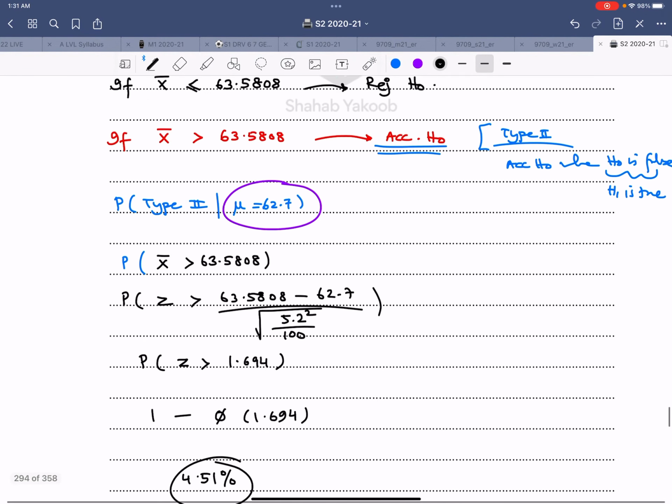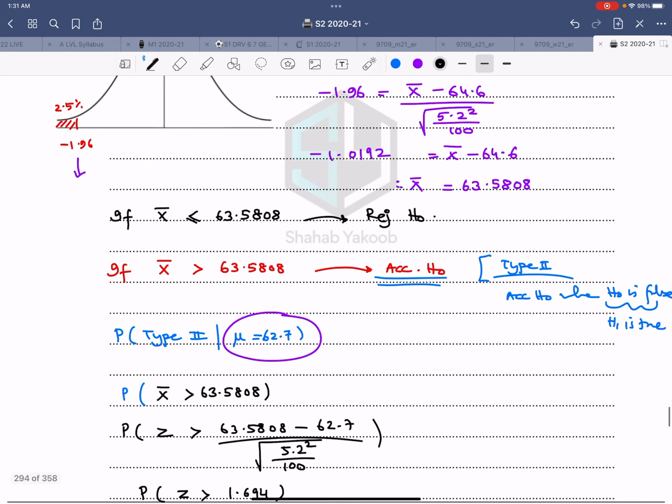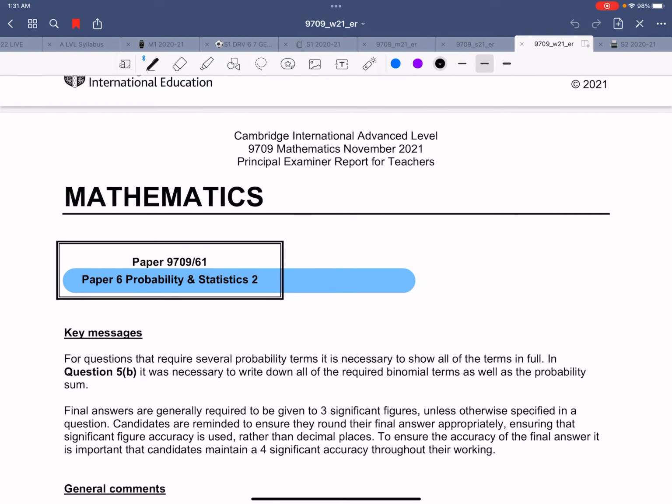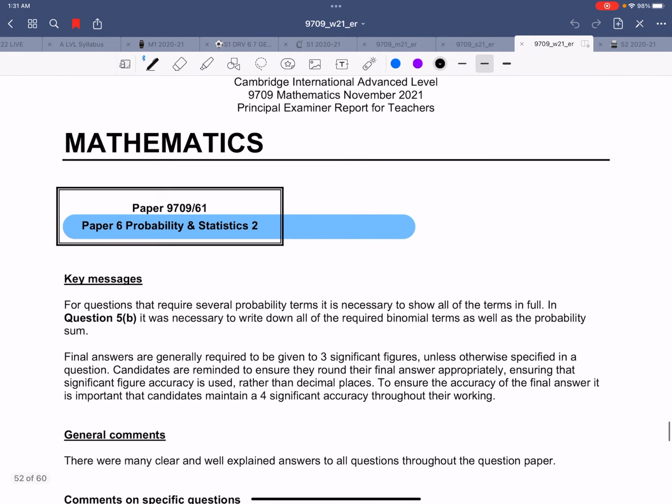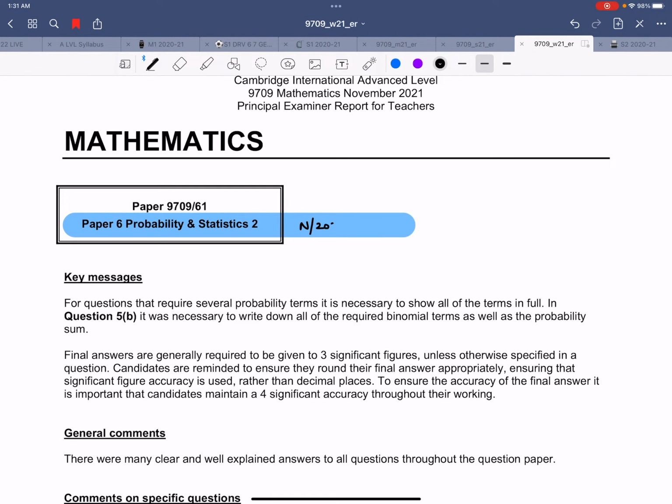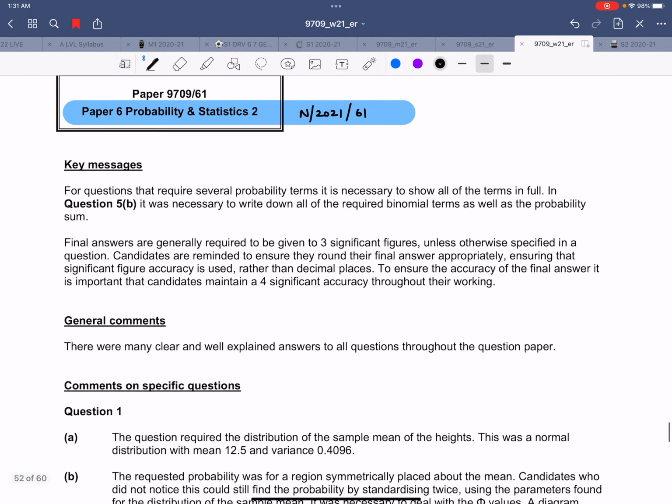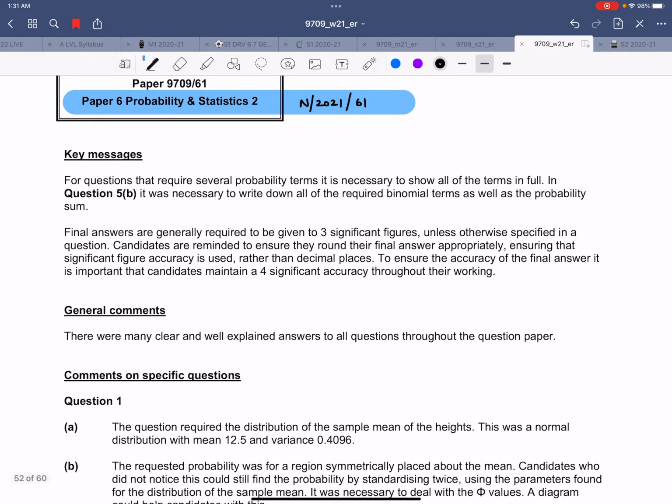And now let me go to the examiner report. So let's start from the first thing. The whole paper was done. This is November 2021, variant 61. Key messages: for questions that require several probability terms, it is necessary to show all the terms in full. That means do not skip any working. In question 5b, it was necessary to write down all the required binomial terms. Now, some people think that they can do everything in the calculator, then it will be the calculator giving them the grade rather than the examiner.